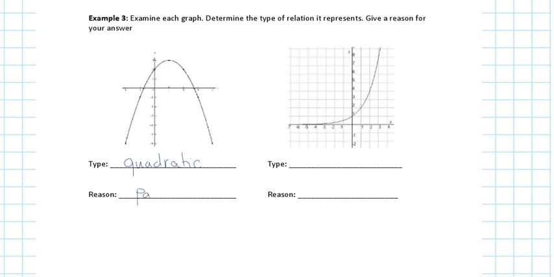And then for the second one, exponential, and how do you know that? Flat on one side, it goes up really, really fast. That's right. So flat on one end, and then grows fast on the other end.